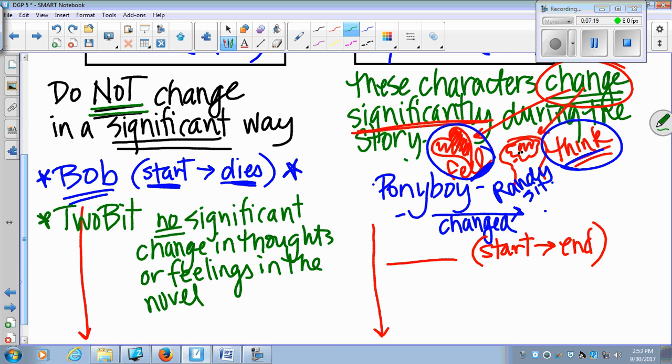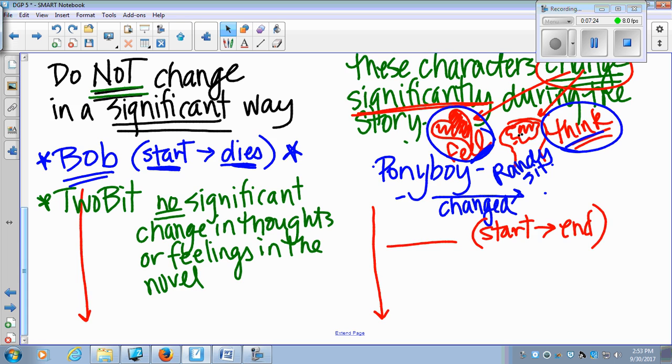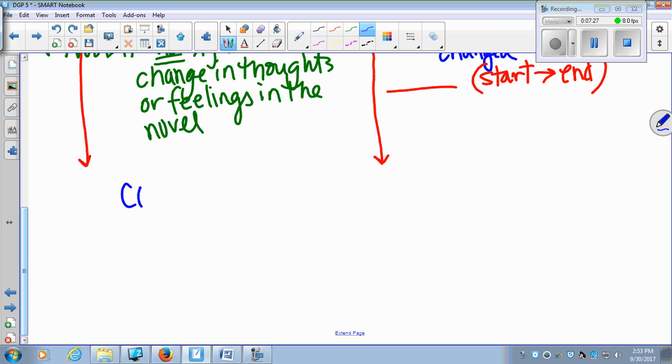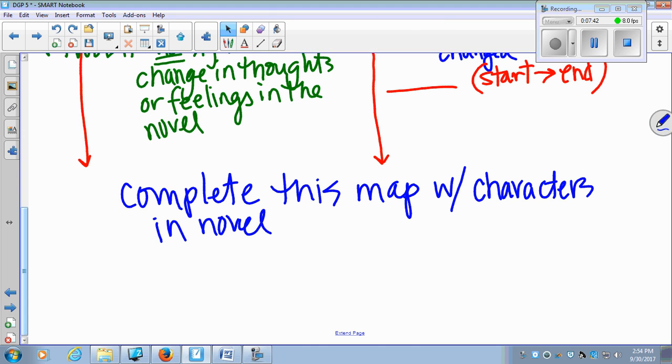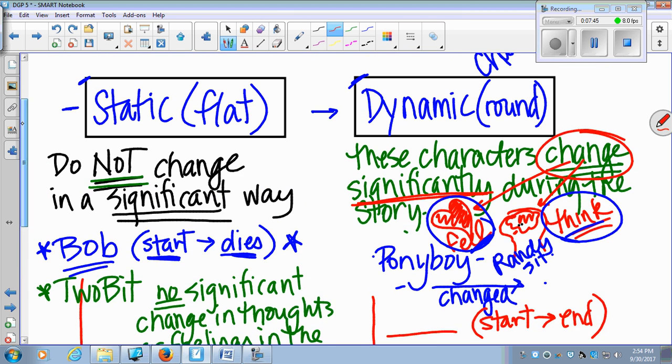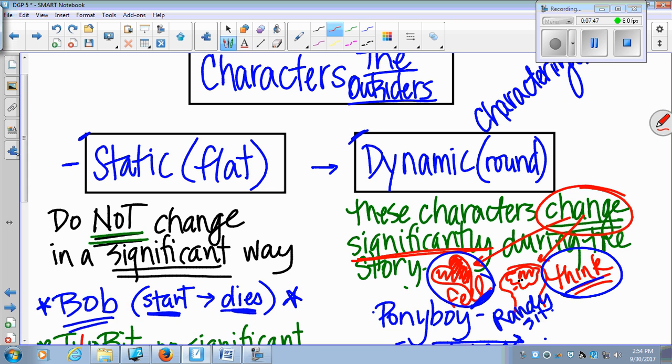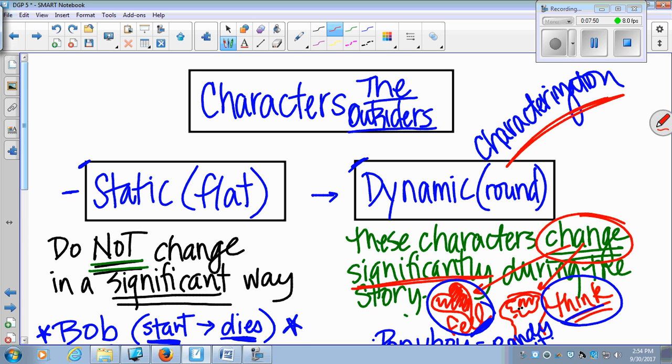Your job now, and I'm going to extend this page a little bit here, is to complete this map with the characters in the novel. And just as a review, going back up to the top, looking at changing characters is a good way to add to the characterization. How does the author use characterization?